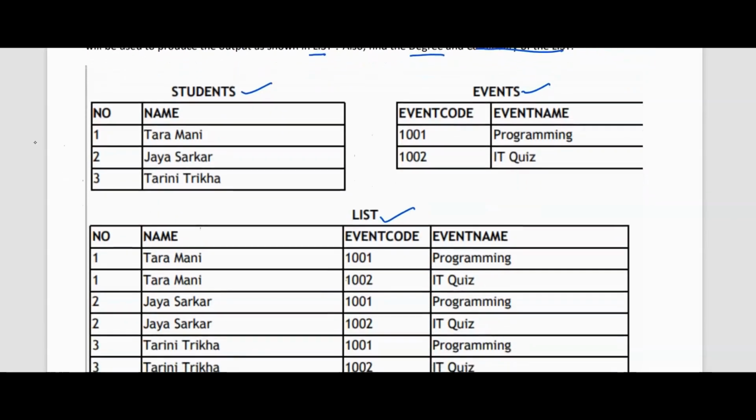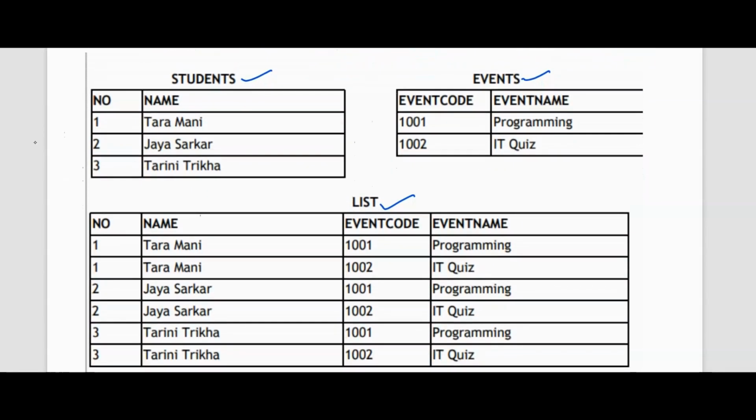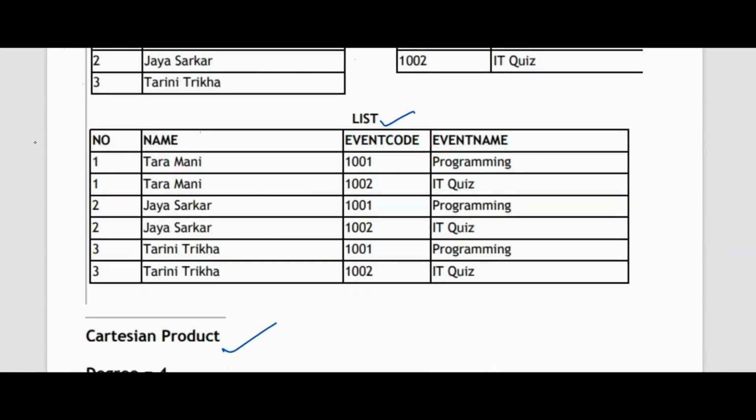So in the list table, how has this list been produced as output? It has combined the two tables. That means it is a Cartesian product. So what is the name of the RDBMS operation? It is your Cartesian product.